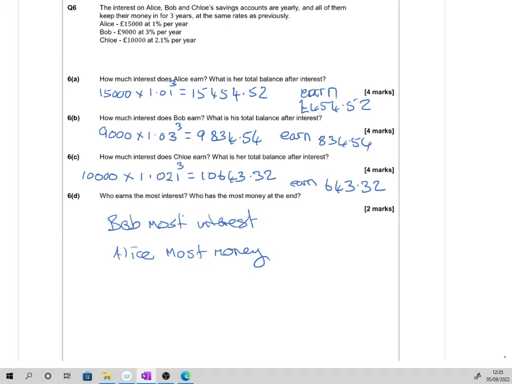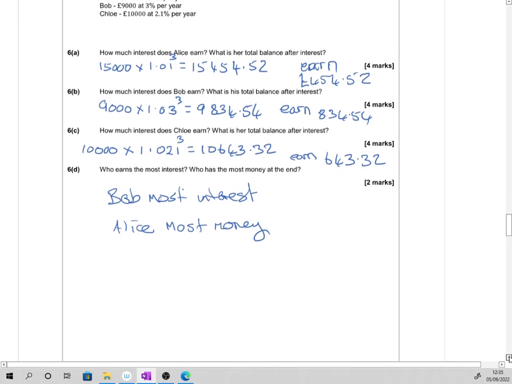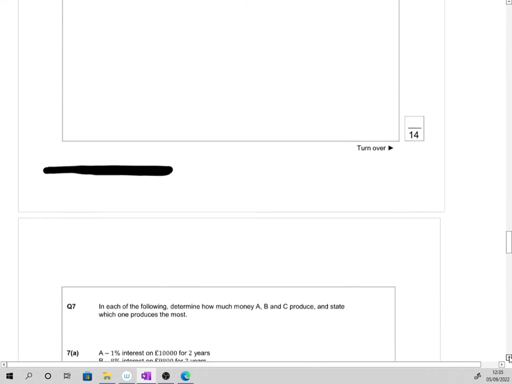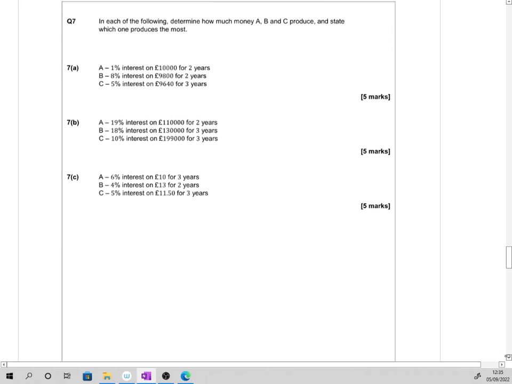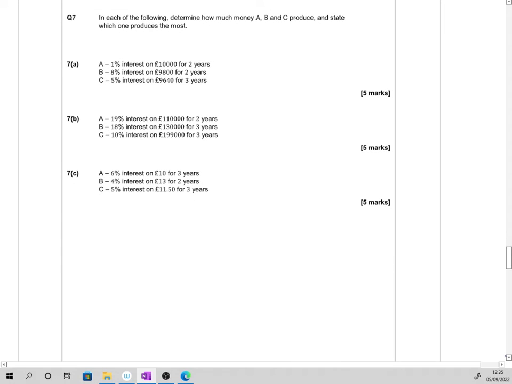Of course, Bob earns the most interest because he's at 3%, isn't he? Yeah. Oh, right. Okay. Got another one. For each of the following, determine how much money A, B, C produce and state which one produces the best. So, 1% interest on 10,000 for 2 years.